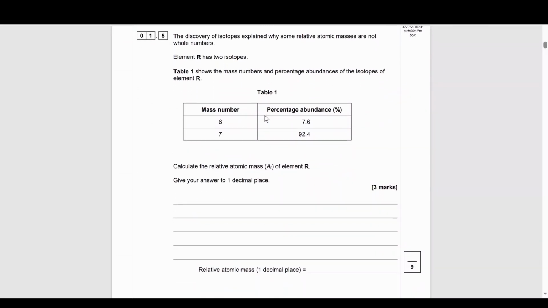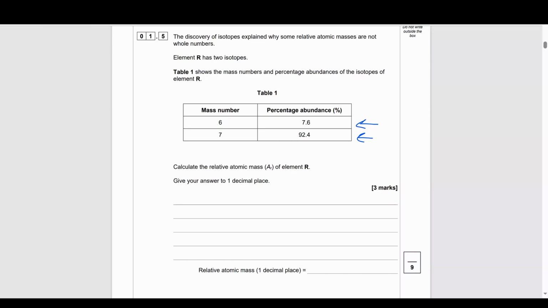1.5. The discovery of isotopes explained why some relative atomic masses are not whole numbers. Element R has 2 isotopes. Table 1 shows the mass numbers and percentage abundances of the isotopes of element R. So in element R, we have two isotopes, one with a mass number of 6 with a percentage abundance of 7.6, and one with a mass number of 7 and its percentage abundance is 92.4. Calculate the relative atomic mass of element R. Give your answer to 1 decimal place.